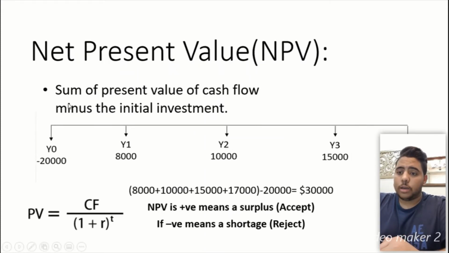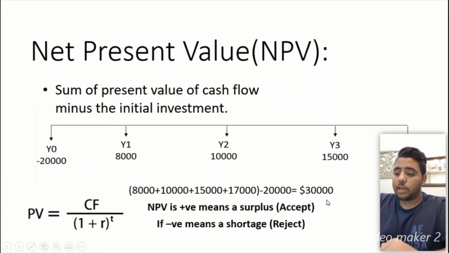Then we have the net present value, which is the sum of the present value of cash flows minus the initial investment. Here it's the present value that we get using this equation: present value equals cash flow over (1 plus r) to the power of the year, where r is the return rate. If year 1, then it's 1, if year 2, then it's 2. We get the present value for every year minus the initial investment.